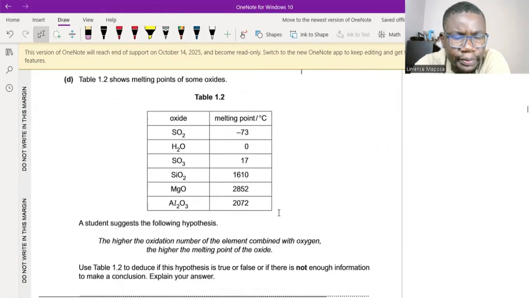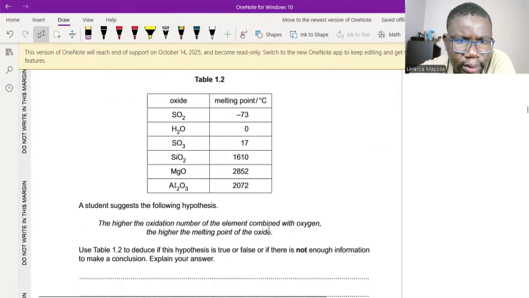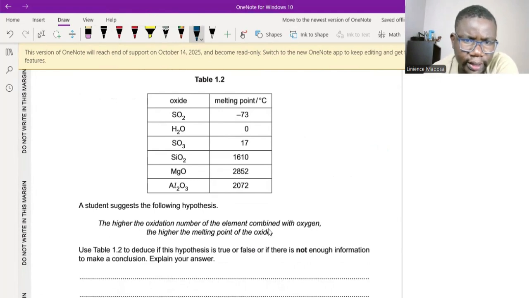Table 1.2 shows melting points of some oxides. Okay, oxides, we do have sulfur dioxide, water, and all that. They give us, we can see these ones, very high melting points. So what they want us to do, a student suggests the following hypothesis: the higher the oxidation number of the element combined with oxygen, the higher the melting point of the oxide. Use table 1.2 to deduce if this hypothesis is true or false, or if there is not enough information to make a conclusion. Explain your answer.